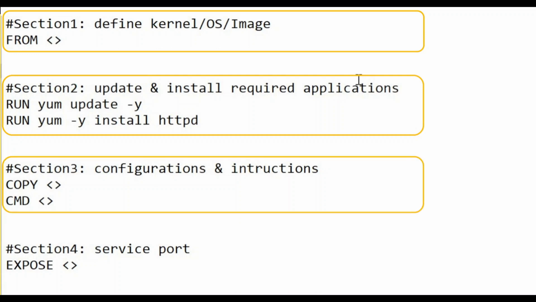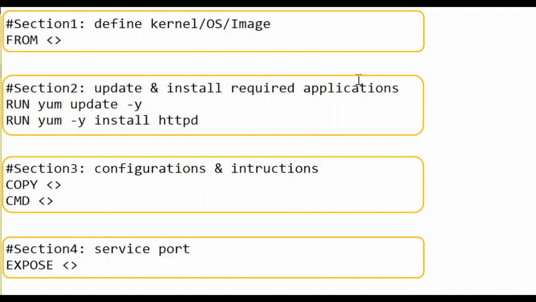Then the third section is all the additional commands that we want to define here, related to configurations, instructions, etc. And at the last, we are performing the expose section. We are using the expose function here. This is optional, but actually it is mandatory also. I will explain why I'm calling it optional and also mandatory.